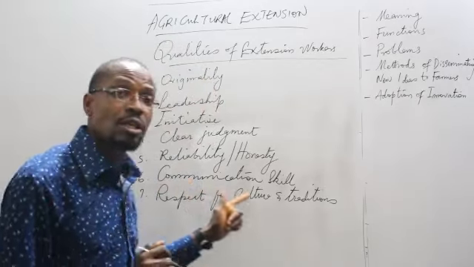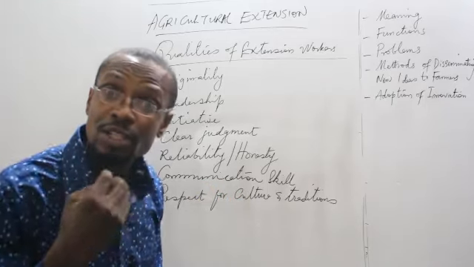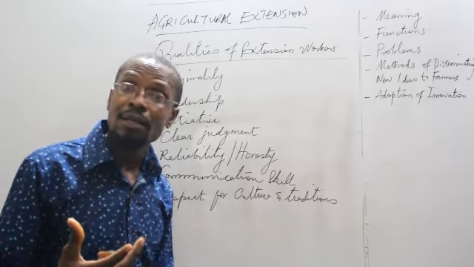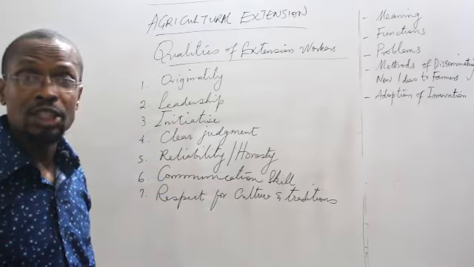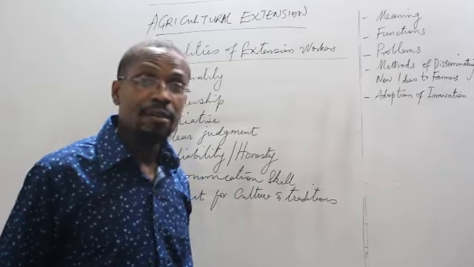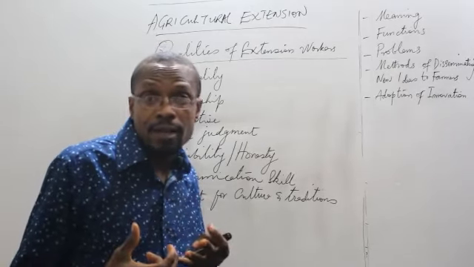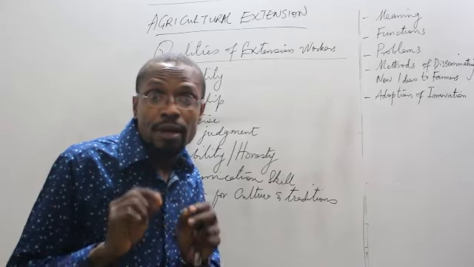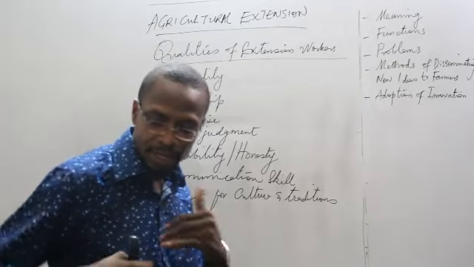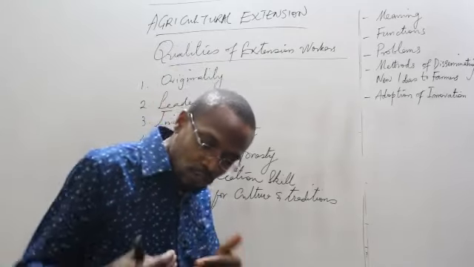Okay, communication skills. Maybe that's even about the most important, because communication says it all. If the extension worker cannot communicate with the farmer, nothing is done, nothing is achieved in the end. So communication skill is very basic. If possible, he should learn a few of the terms or a few of the words that are used in that community where he finds himself, just to blend, because he has to blend in. And that brings us to respect for culture and tradition. He really has to blend in.